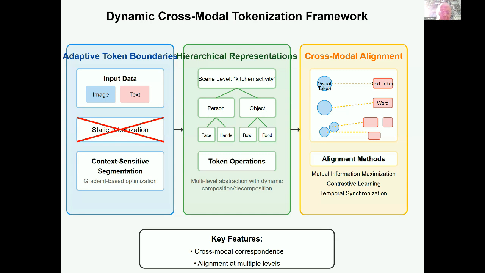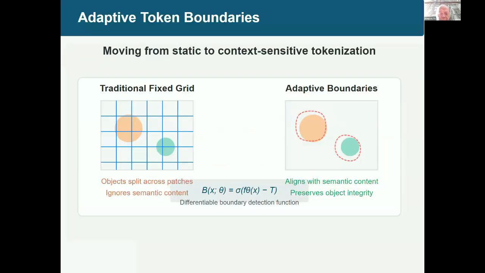And second, hierarchical representations across multiple levels from broad scenes down to specific features. And third, cross-modal alignment mechanisms that actually connect related information across modalities. Let me explain each of these components in more detail. First, let's look at the adaptive token boundaries.